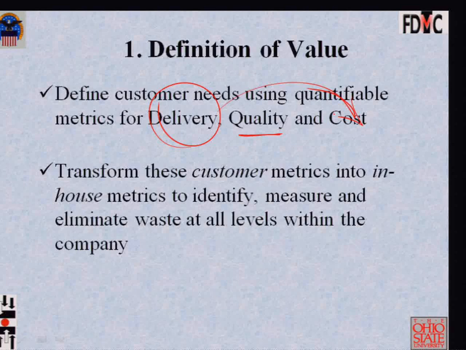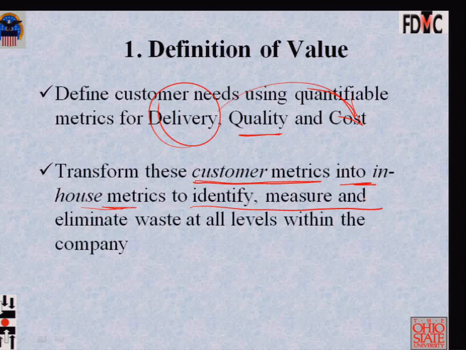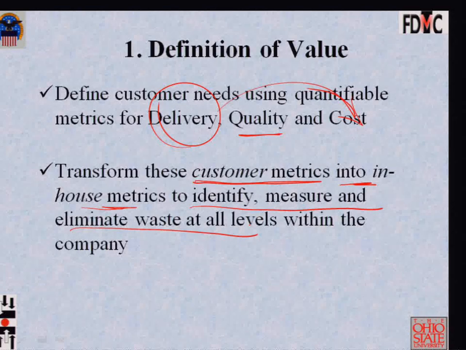The second thing, again, something which many companies forget, is that once you define the customer metrics based on delivery, quality, cost, only then do you define in-house metrics. And these in-house metrics should be defined in such a way that they directly help people to understand the work that they're doing. So when they draw the process maps, do their process control sheets, create their value stream maps, the metrics they're using inside those value streams directly help them to identify, measure, and eliminate the waste, no matter in which level of the company the employees or managers are working.